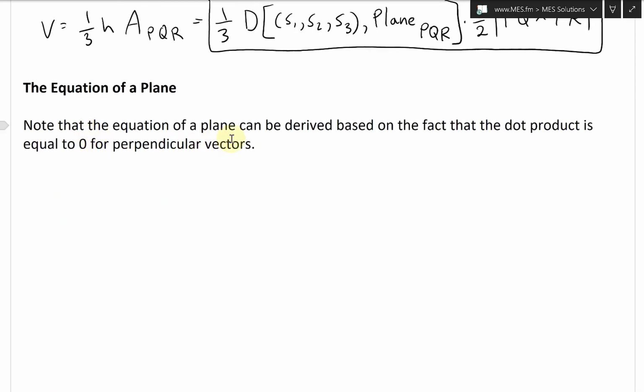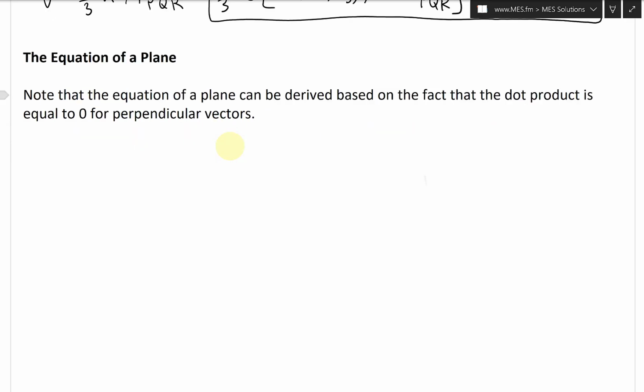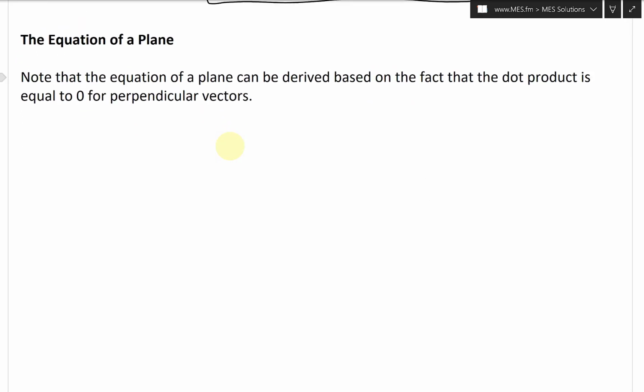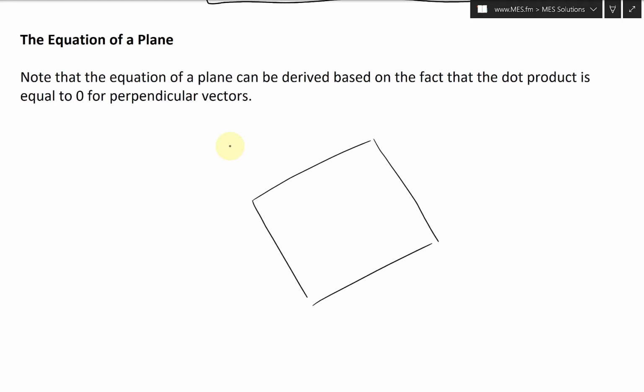Note that the equation of a plane can be derived based on the fact that the dot product is equal to 0 for perpendicular vectors. And I haven't covered the equation of a plane before, so it's a good time to start now. What I'm going to do is draw a plane like this. When we talk about a plane, it's basically a rectangle in 3D.